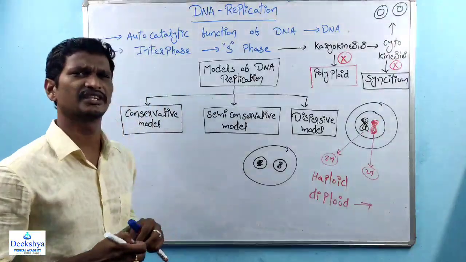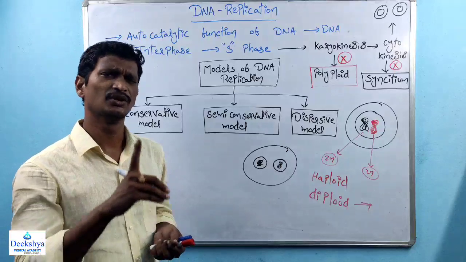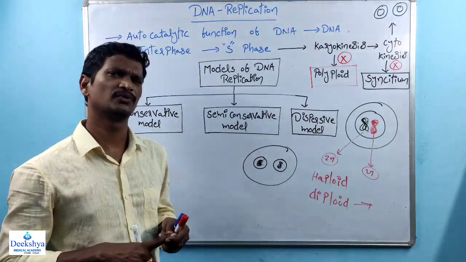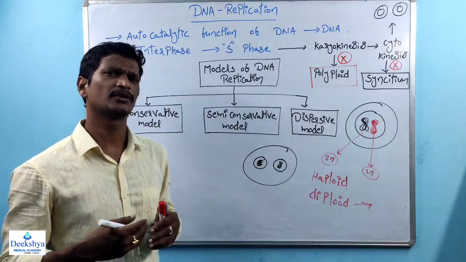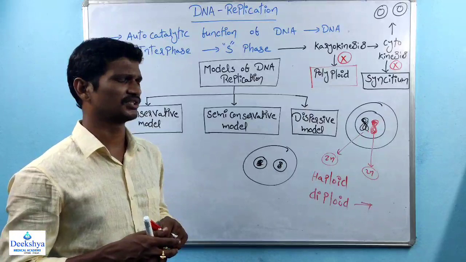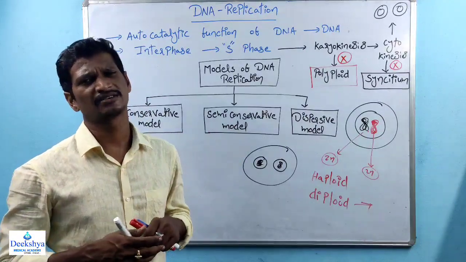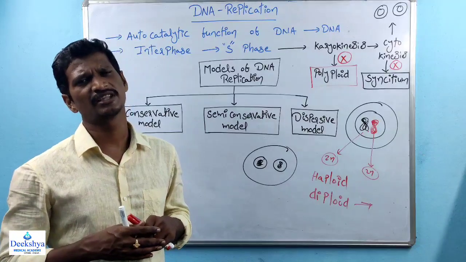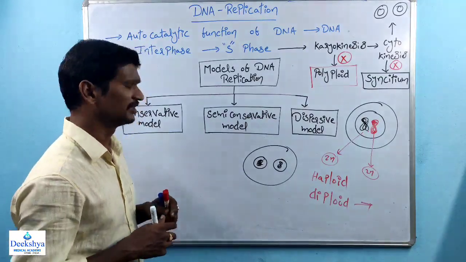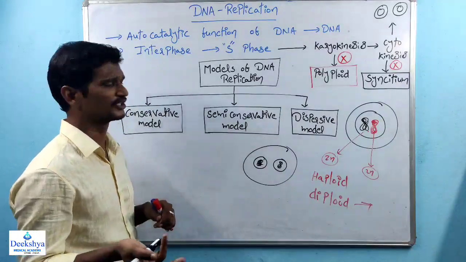Syncytium indicates a multinucleated condition. One cell is there, but inside the cell maybe 2, maybe 3, maybe 4, maybe 6, so many nuclei are present. The best example is tapetum. We discussed it in the first year, right? Whatever plant anther walls are there, within the anther walls there is tapetum tissue, having a binucleated or multinucleated condition.